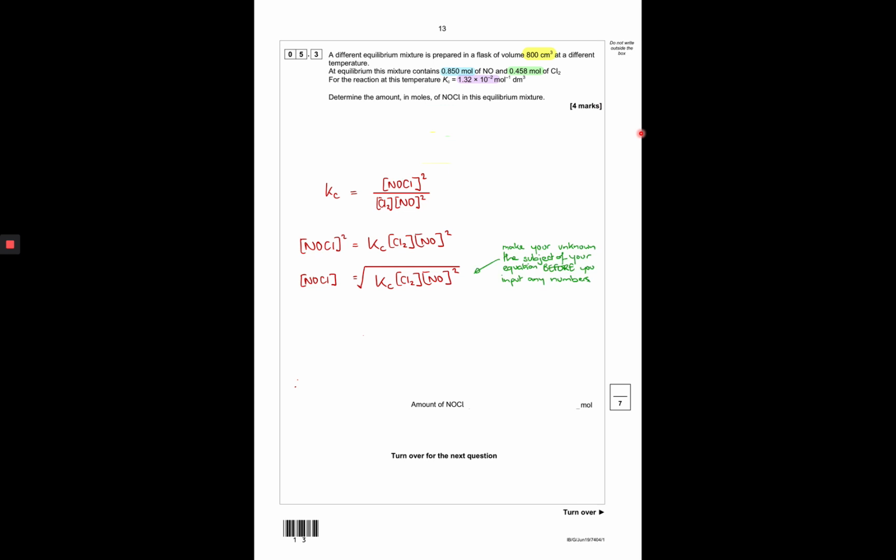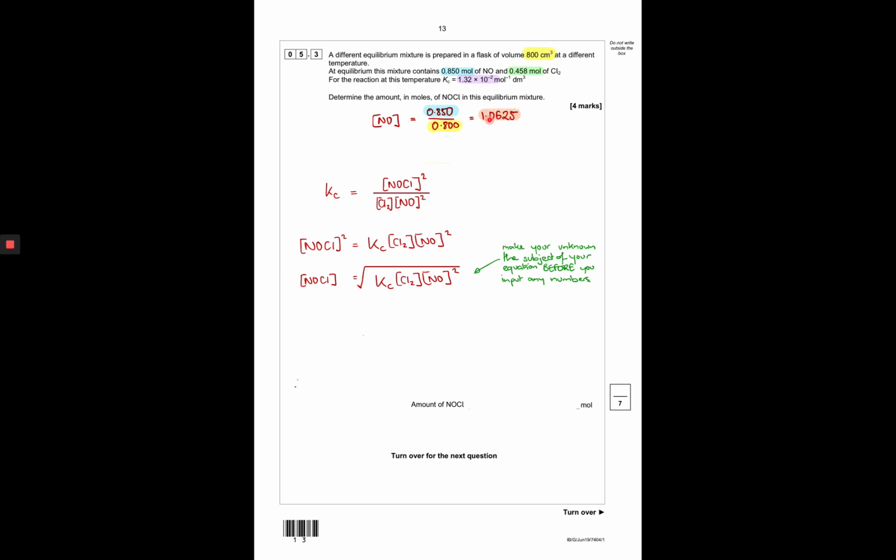So, okay, that's, sorry, make sure you're, I was just reminding myself there, or reminding you really. The concentration of NO is going to be the number of moles. Remember, concentration is moles divided by volume. Remember that volume has to be in decimeters cubed when you're doing concentration.